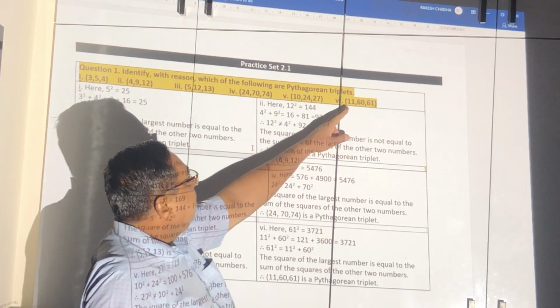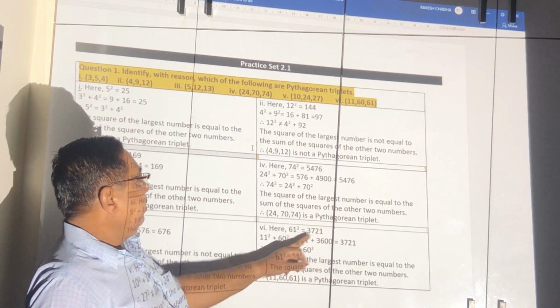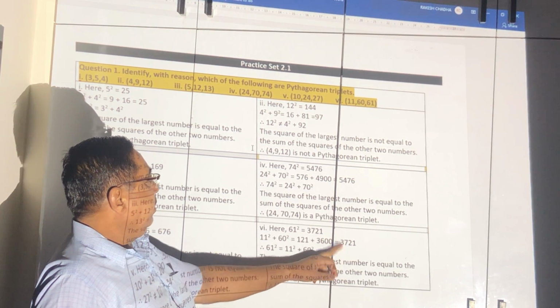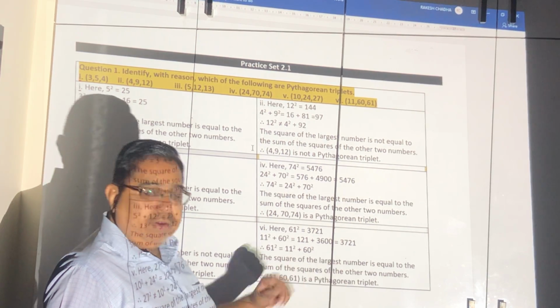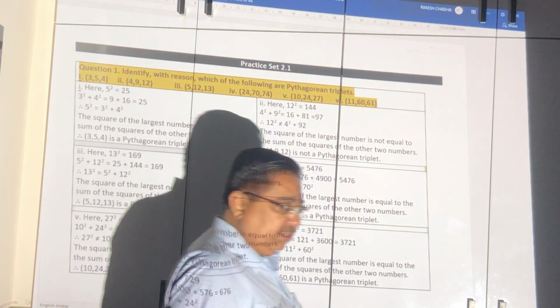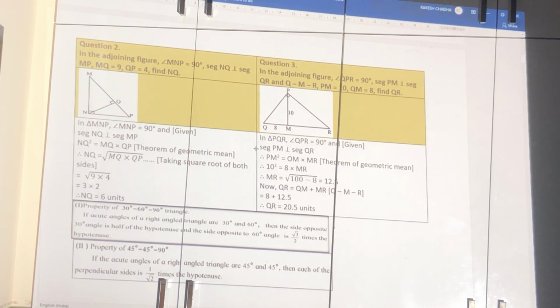Let's see the last one. 11, 60, 61. Biggest is 61. 61 square. 11 square plus 60 square, they match. Equal. Therefore, it is a Pythagorean triplet. This is how you do, my friends. Next. Let's go to the next question.